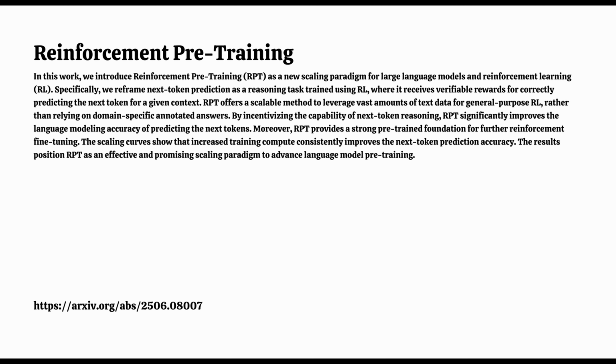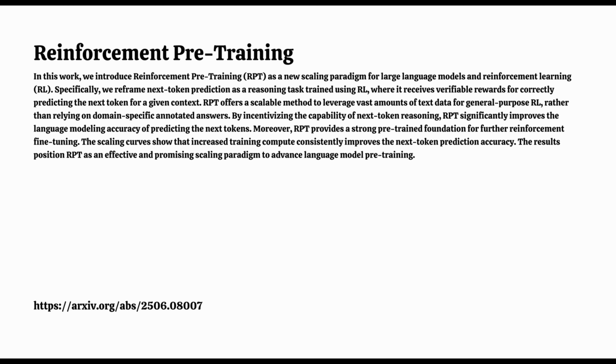Okay, so RPT. How does it work? What's the core shift? The really interesting part is how it reframes next token prediction. It's not just predicting anymore. The paper calls it next token reasoning. Reasoning. How does that work for just predicting the next word? So the model is actually encouraged through RL to generate an internal thought process or reasoning chain before it predicts the next token. It has to sort of justify or work out its prediction internally first. And the reward? Where does that come from if you're not using human feedback or special datasets?